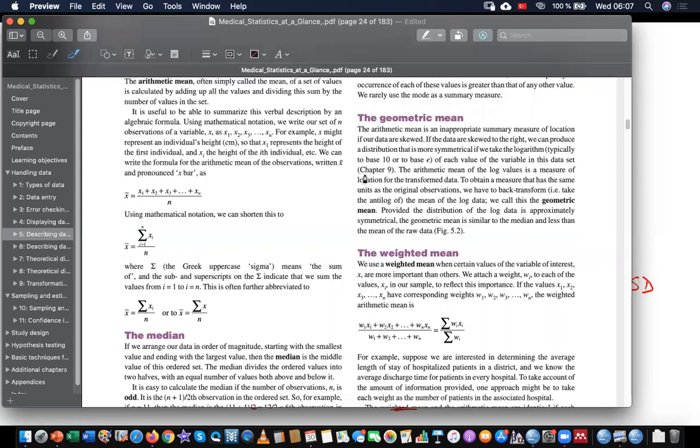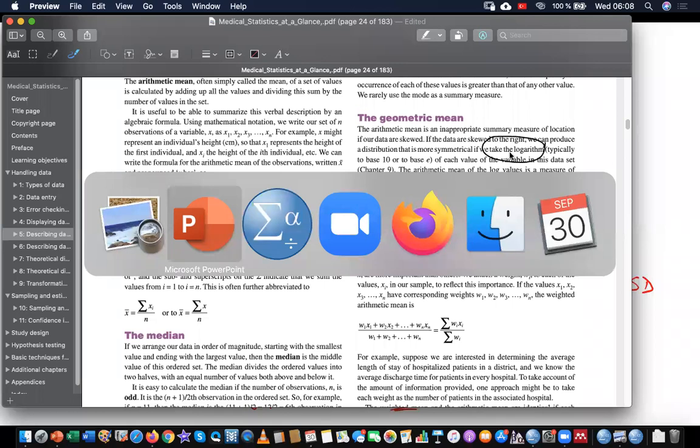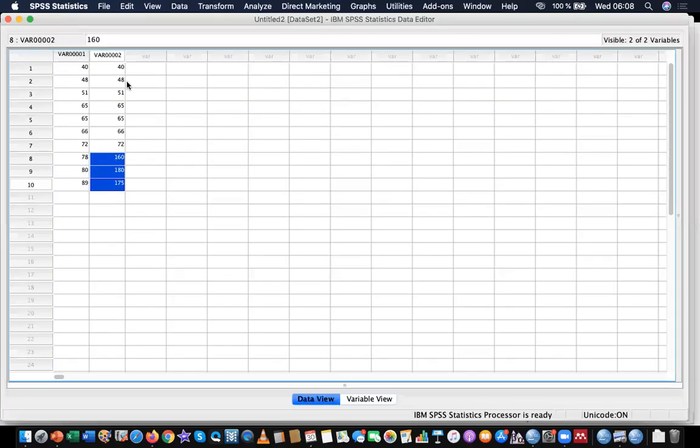Geometric mean is for taking the logarithm of each variable. Just have a look at this data again. In this example here, we have a person who is 40 kilogram, another one 48, 51, etc. And here we have the extreme ones, 180. There's a big gap between the one who is 40 and the one who is 180. There is a big difference between these two.